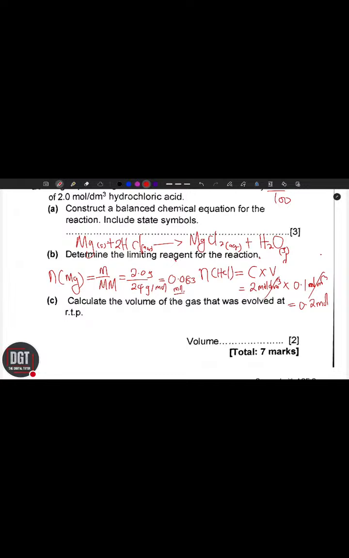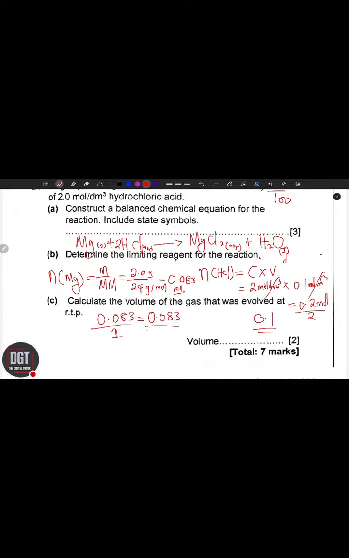So from the balanced equation, what is in front of magnesium? It's just a 1. So divide the number of moles that we found, 0.083, by 1, which is going to give us 0.083. Then also for hydrochloric acid, in front of hydrochloric acid there's a 2. So when you divide, it's going to give us 0.1.